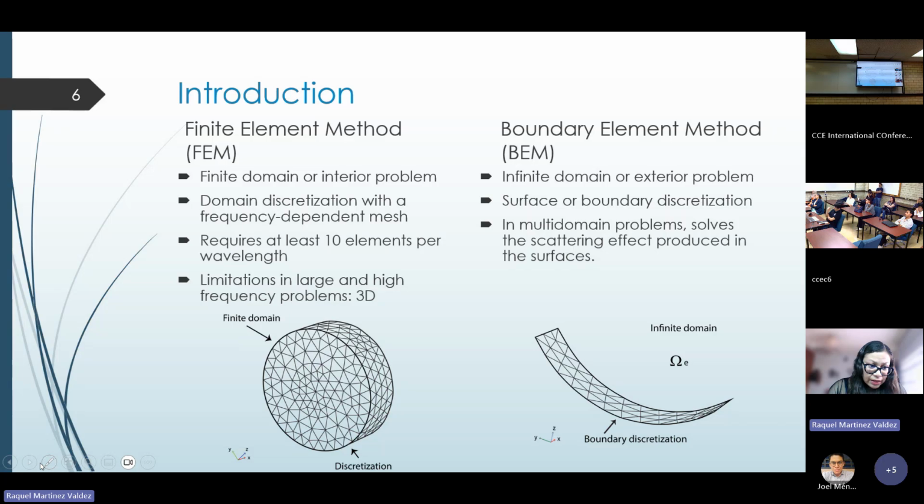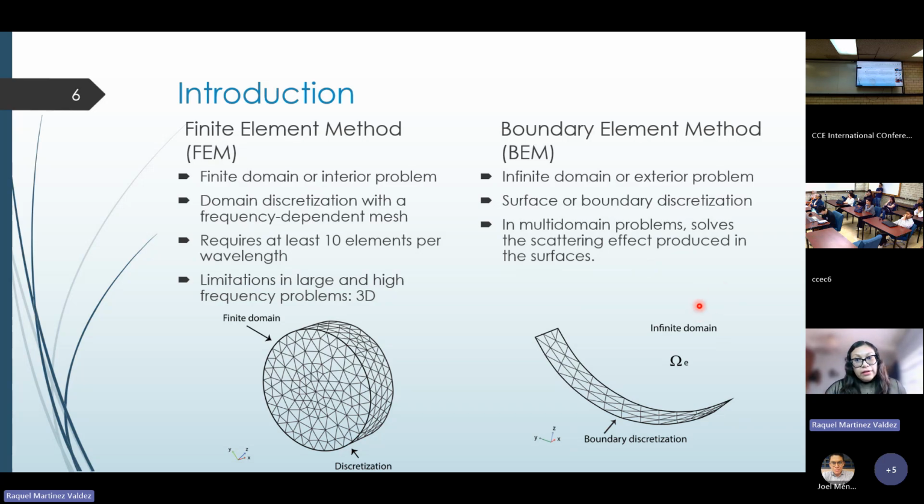Limitations that FEM modeling presents are when the models or the geometries are large and for high frequency problems like 3D models. We are now exploring a different method that is called the boundary element method, that only uses surfaces or boundaries that need to be discretized and in an infinite domain. It can solve the acoustic problem in that sense without meshing all the domain, a finite domain.